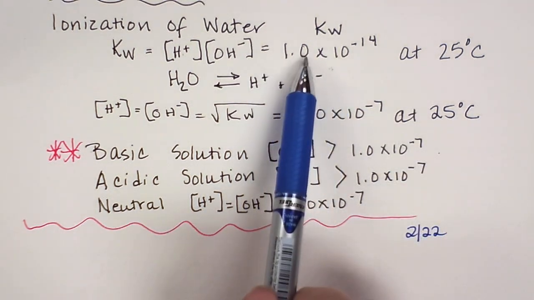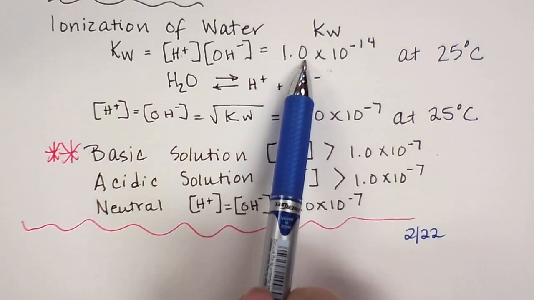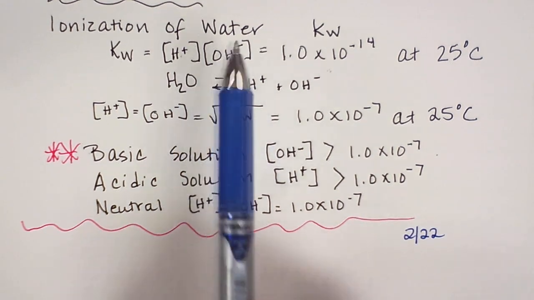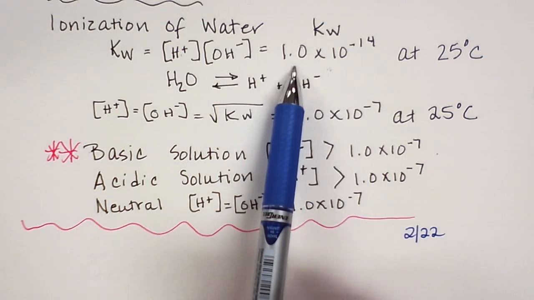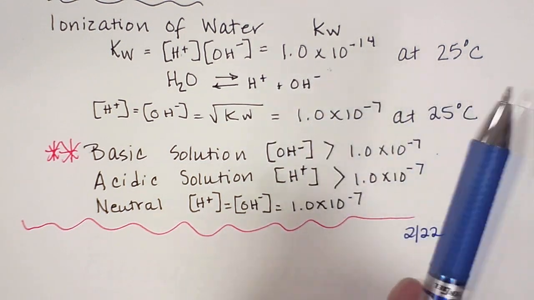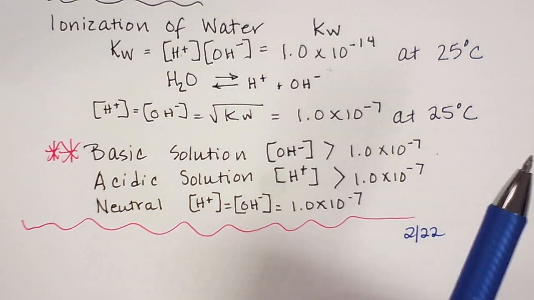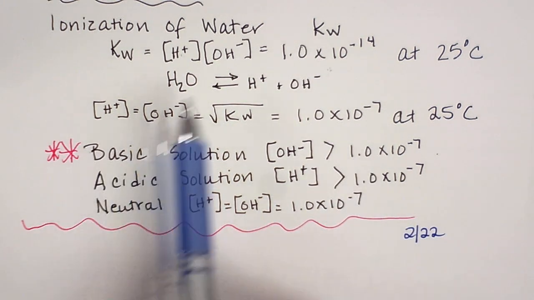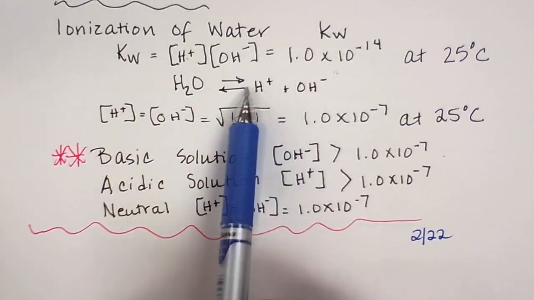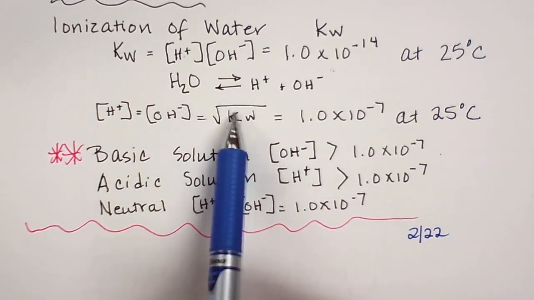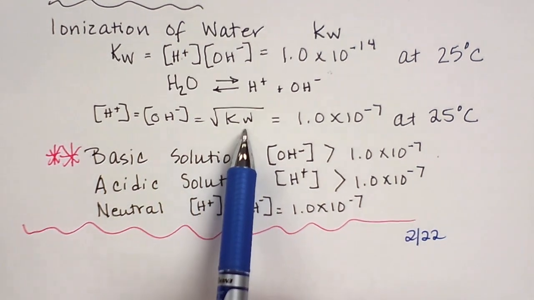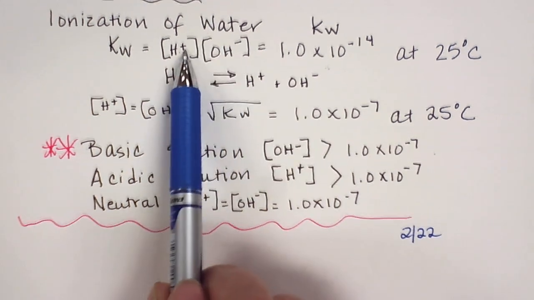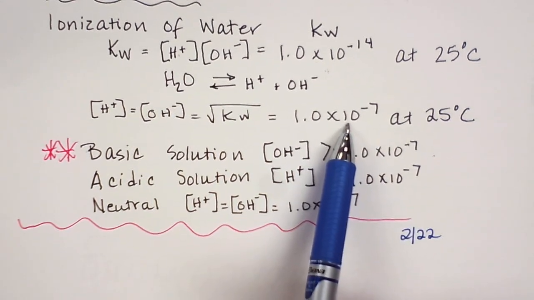We talked about how the Kw is the concentration of the hydrogen times the concentration of the hydroxide. It is equal to 1.0 times 10 to the minus 14 at 25 degrees. And if that temperature changes, then that Kw changes. These two are equal because of this dissociation. And so therefore, each one of these is equal to the square root of the Kw, x, right, because x squared, which is 1.0 times 10 to the minus 7.